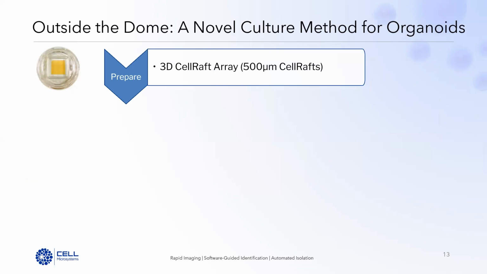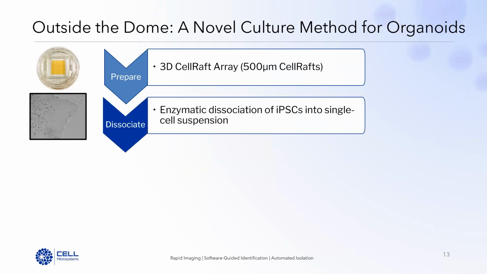Using the CellRaft array, we're able to culture organoids with a little bit of a different approach that I like to call outside the dome. The workflow for generating these is really very straightforward, and it starts with our 3D CellRaft array. This is our largest CellRaft format. Each of the microwells and CellRafts are 500 by 500 microns, so we're able to grow much larger organoids.